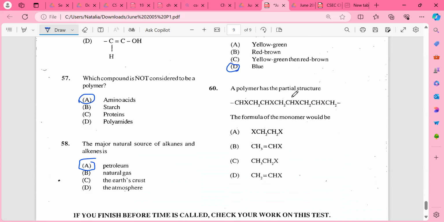Polymer has a partial structure. So look at what's repeating. So this is addition polymerization. So between the carbons, we must have a double bond. So our monomer is D.